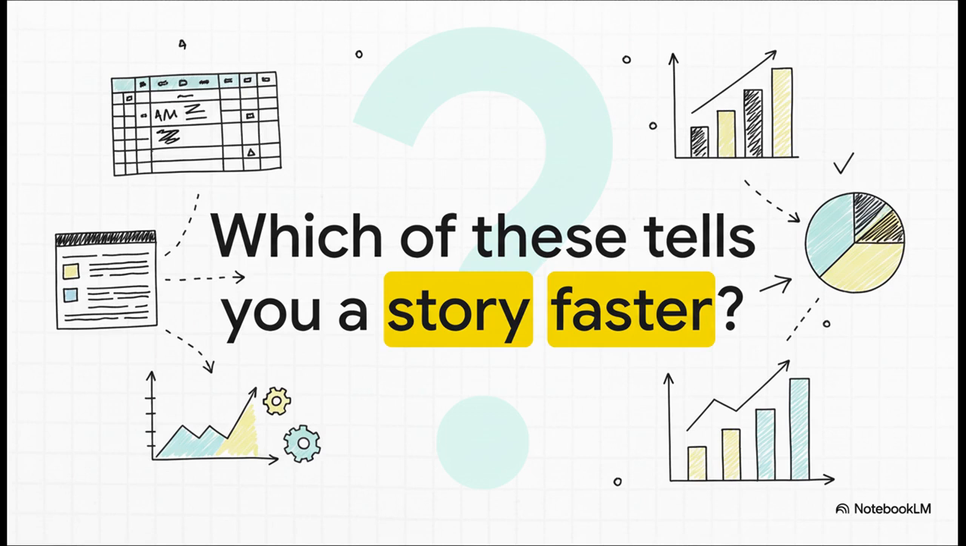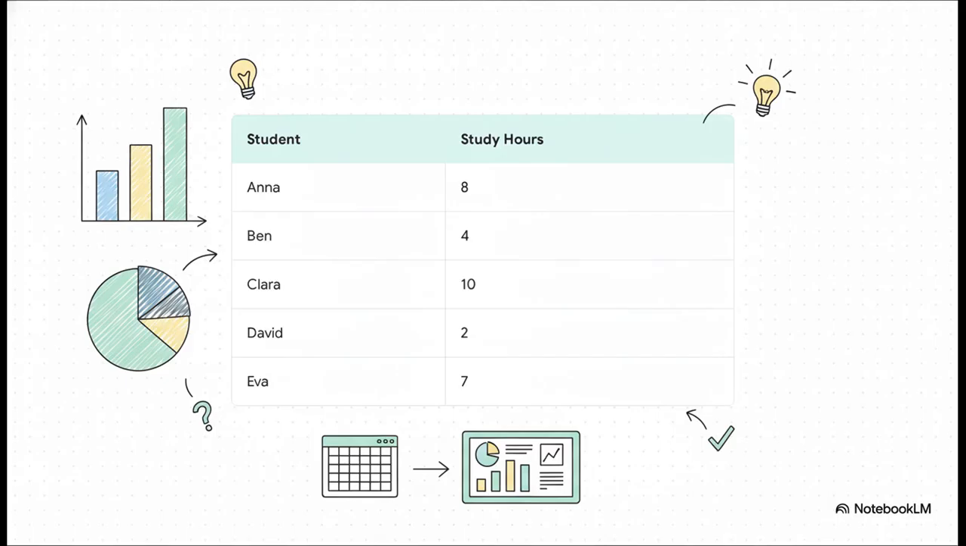Okay, so let's just jump right in with a little test. I'm about to show you the exact same information, but in two totally different ways. All I want you to do is think, which one tells you its story faster? Ready? So first up, we've got a table. Classic, right? It shows a list of students and how many hours they studied. And look, it's perfectly accurate.